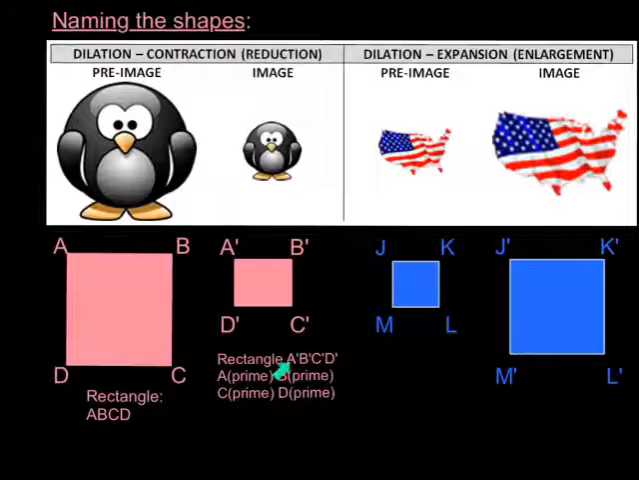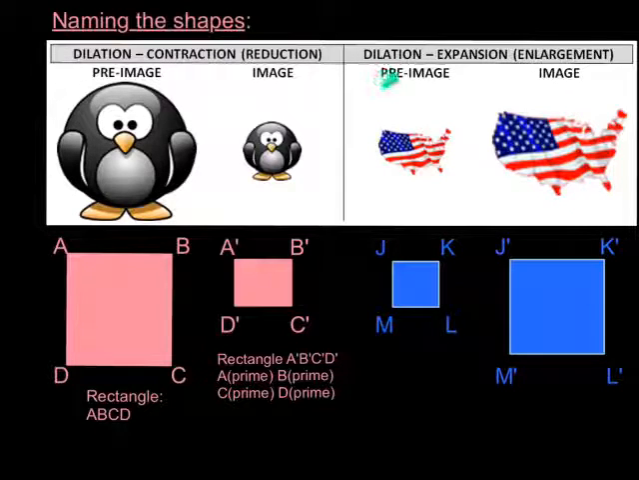When you write it like this, all the letters in a row with the prime right above each one, I know this second rectangle is my image, because it has the primes on it. And my original, which does not have the primes, is my pre-image. So this is rectangle A, B, C, D. Once it was dilated or reduced, it became rectangle A prime, B prime, C prime, D prime.